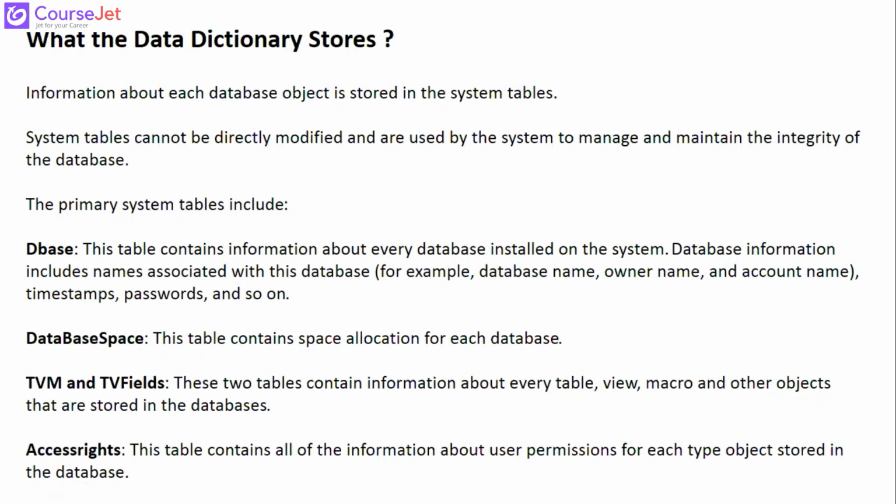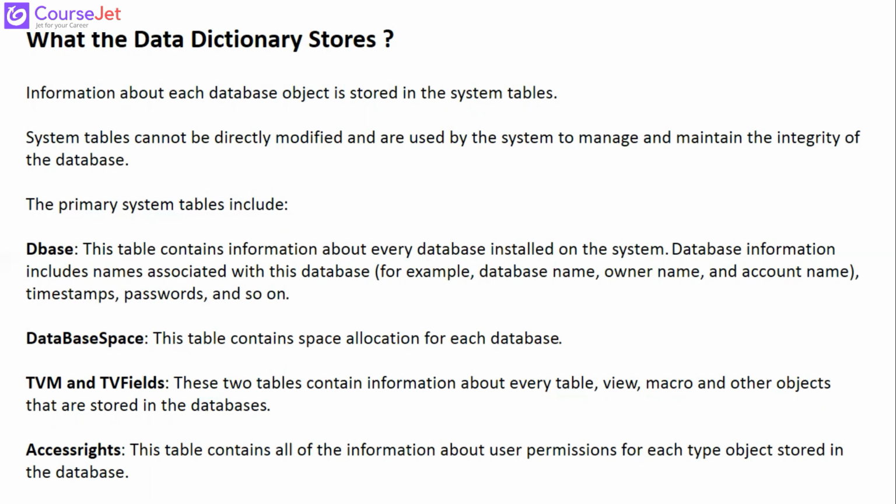Upon this DBase, we build the dictionary views like dbc.databases. That is a kind of view. Maybe I'll show you in the next slide. These are the system tables, and above the system tables, the views are created. That means dbc.databases will be connecting to DBase, right? Correct. If you see the view, it will be internally connecting to this system table.